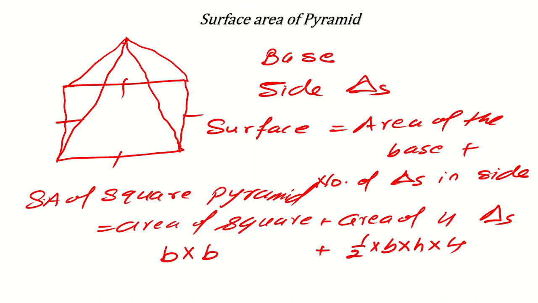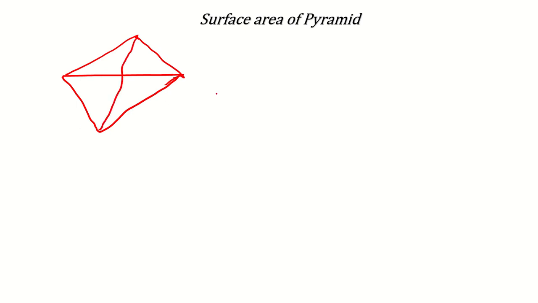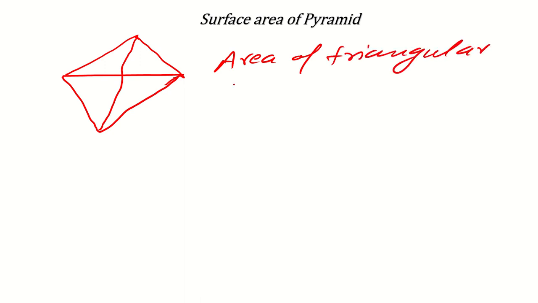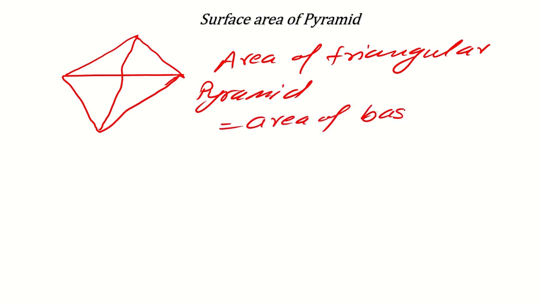So after that square pyramid, what can you have? You can also have a triangular pyramid. You can have a triangle as the base. Of course it will be an equilateral triangle, and then from this triangle you will have all the corner surfaces like this. So what can the area of a triangular pyramid be? It can be the area of the base triangle.